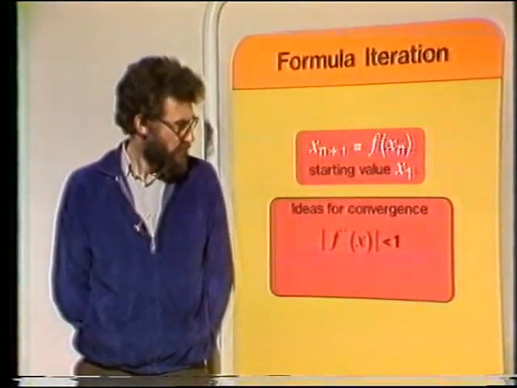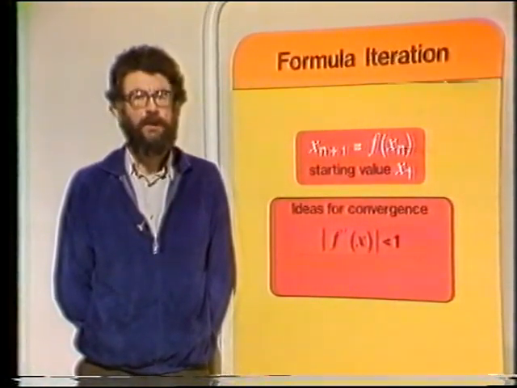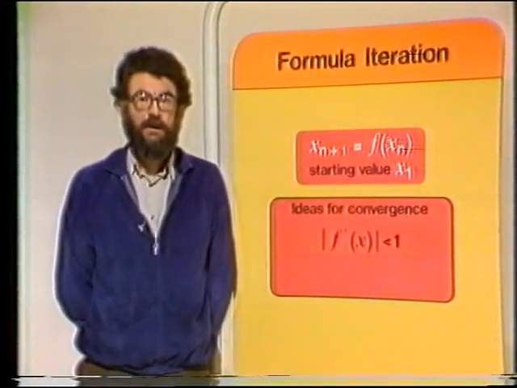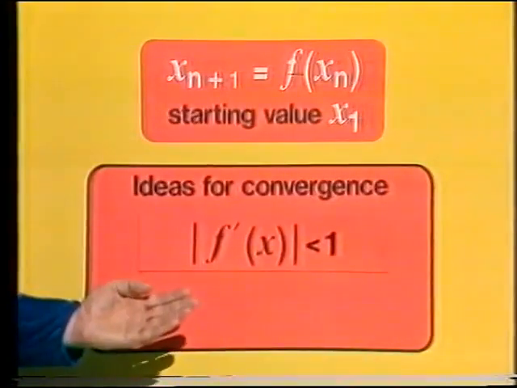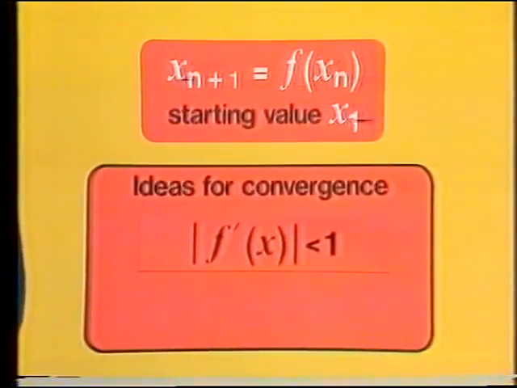This condition, that the modulus of the derived function should be less than 1, is a key test. When you've got an iteration formula, test to see where the modulus of f prime is less than 1. If your derived function has modulus greater than 1 for all x, then don't bother trying to iterate. You don't have a hope of convergence.